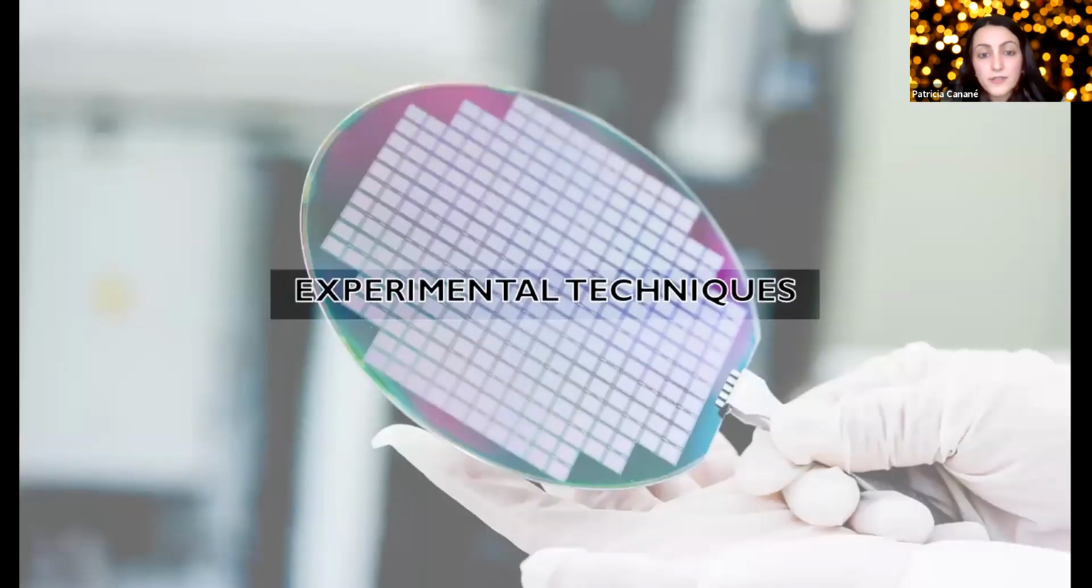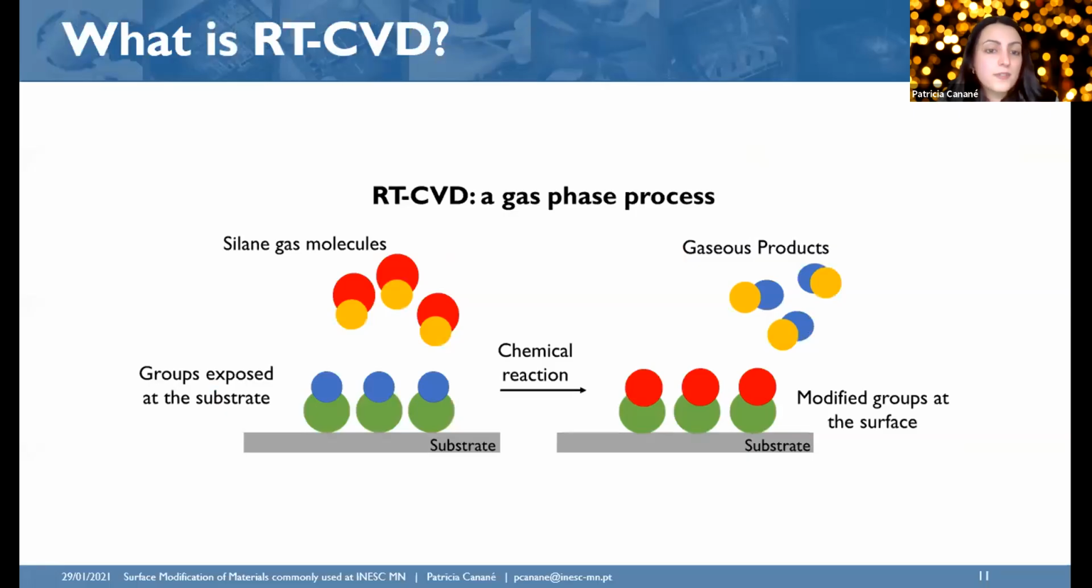Moving on to the experimental techniques, I will first explain what RTCVD is, which is a technique that I used mostly at INESC-EMEN. Room temperature chemical vapor deposition is a gas phase process where you start with a chemical agent, a silane, in the liquid phase, which is exposed to a pressure environment, turning from the liquid phase to a gas phase. These gas molecules will interact with the substrate under the same pressured environment, which has a specific chemistry.